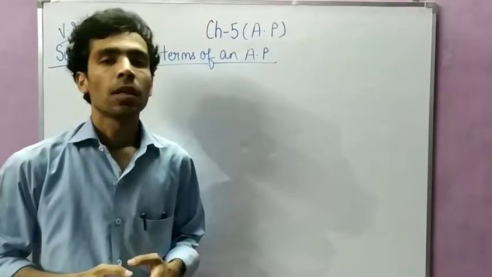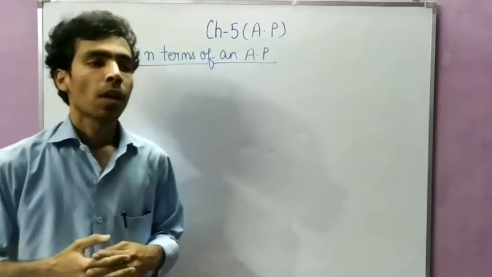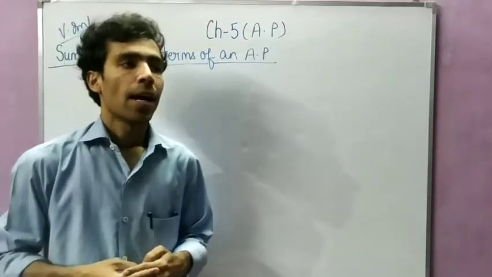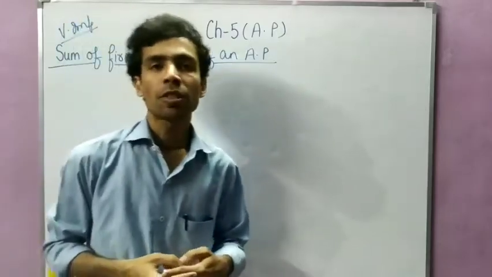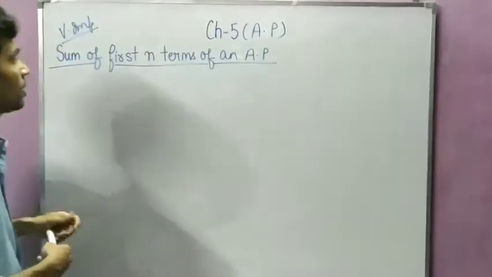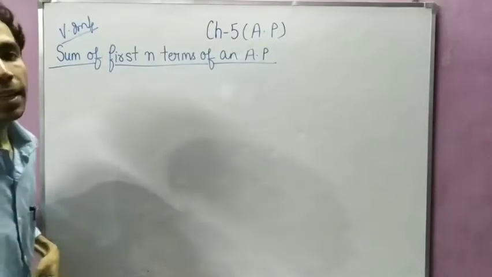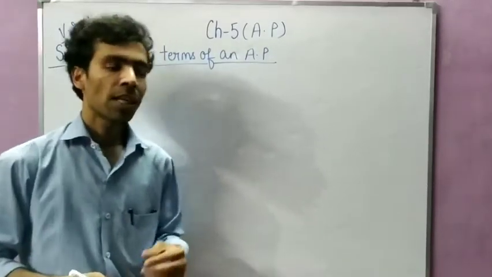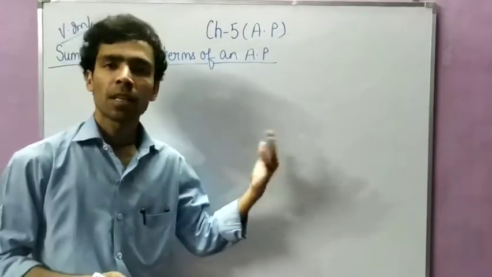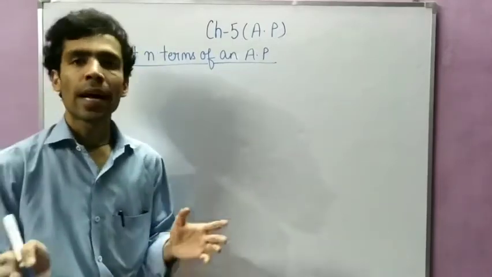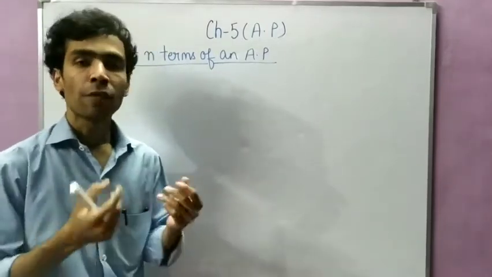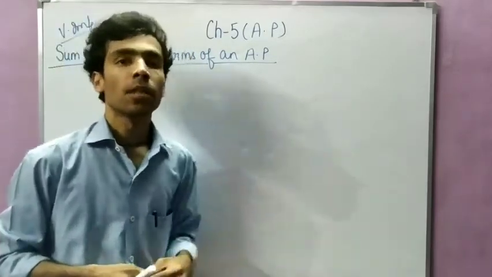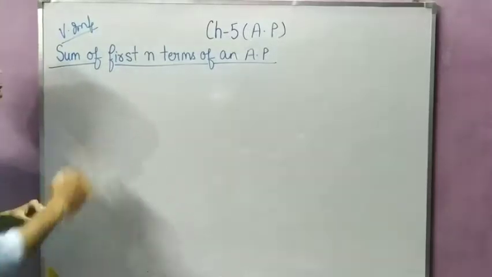So students, in the last part of the video, we covered exercise 5.2. Okay? And today we are going to start a new topic, that is the sum of the first n terms of an AP. Suppose in an AP many terms are given and you have to add them. Which formula can we use to find the sum of those terms? That is what we will study today.